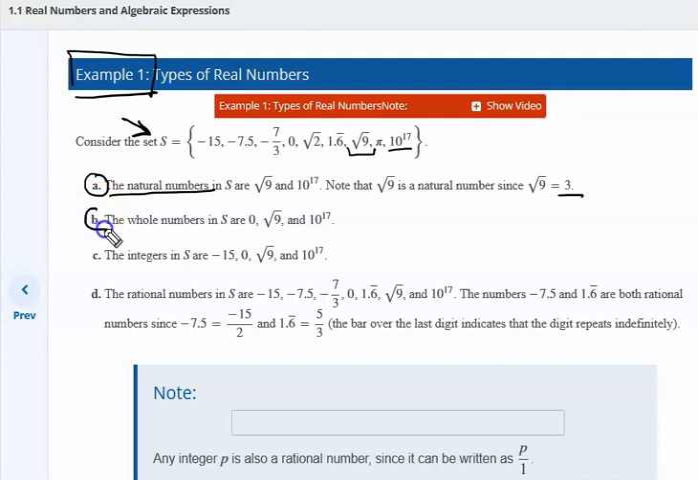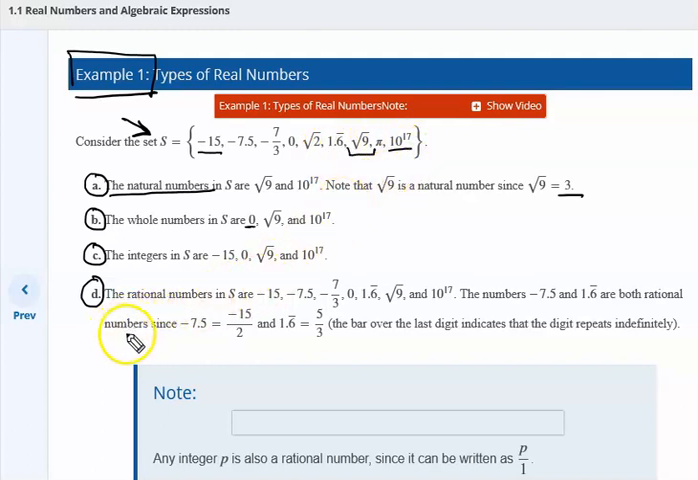Now to get to whole numbers, all we'd have to do is add the 0. To get to integers, we would add the negative 15. These are fractions, and this one is irrational. Now the rational numbers for letter D, everything we've had so far, but now we can add our fractions, a negative 7.5 and a 1.6 with the repeating bar, and then everything else we've added.